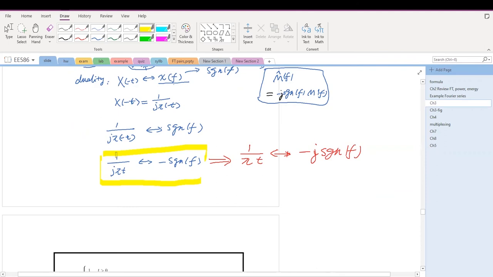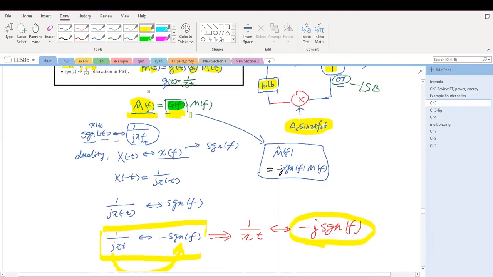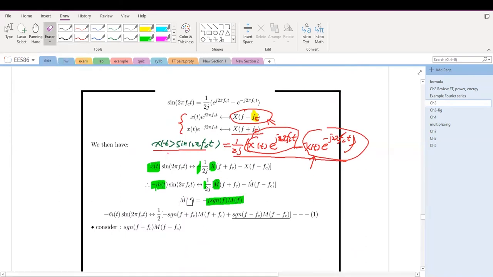The Fourier transform of 1 over pi t is minus j sine f. So therefore for 1 over pi t, the Fourier transform, we move j to this side. The Fourier transform of the Hilbert transform is G(f) multiplied by M(f). G(f) is the Fourier transform of 1 over pi t here. So therefore we have this. I wrote it here as well. And then plug this in.